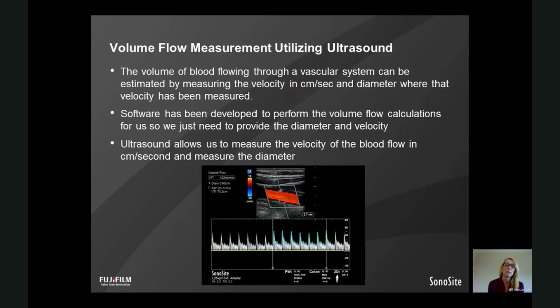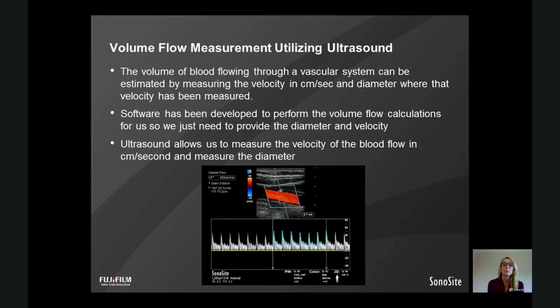As I've talked about before, the volume of blood flowing through a vascular system can be estimated by measuring the velocity in centimetres per second and the diameter where that velocity was measured. As I said before, it needs to be very carefully measured. And so this is a little tip to make sure that when you're doing ultrasound volume flow measurements, you're doing them as accurately as possible.